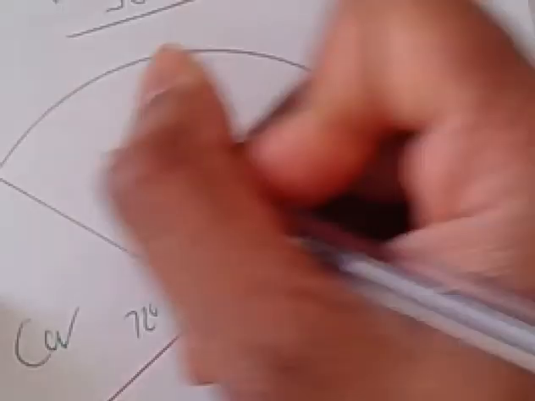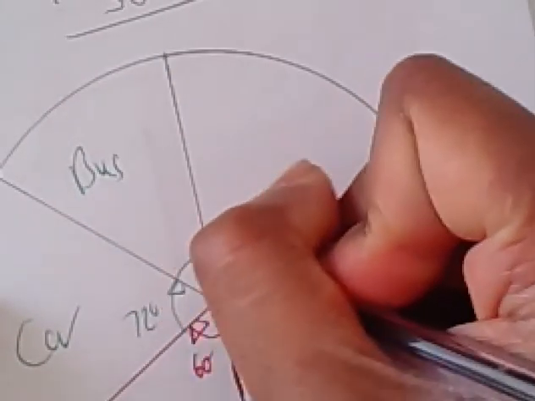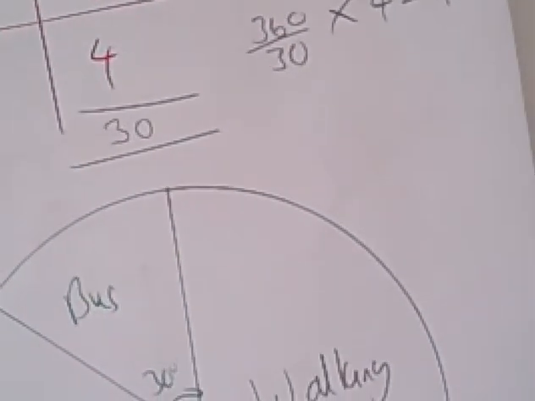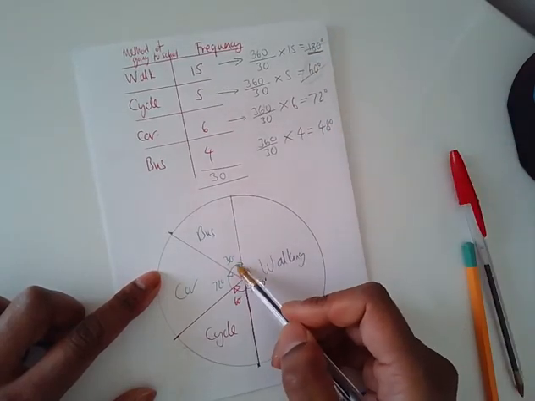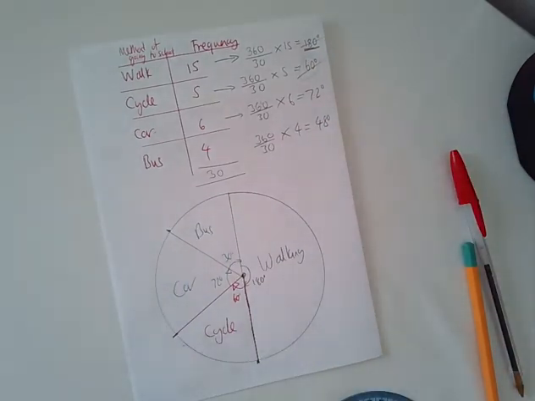And the last one, no need to measure, bus. That one's your bus. And that should be 30 degrees. If you'd measured everything accurately, then that last one, 30 degrees, would be accurate. Right, that is a construction of pie chart. Remember, if you've not understood anything, rewind, pause the video, have a think, and then you should be fine.